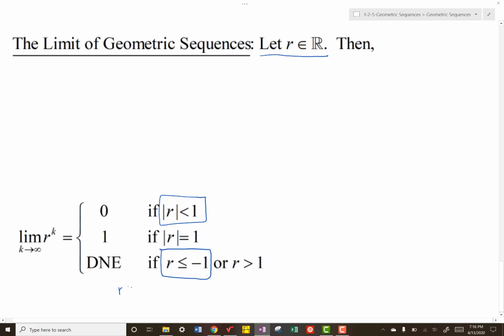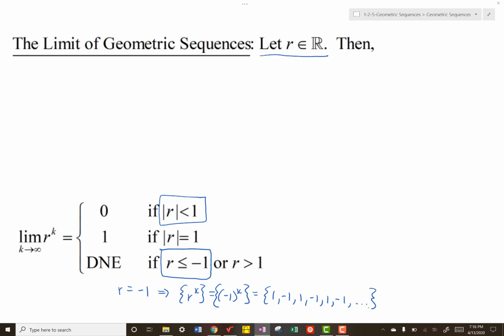But what if r was equal to -1? You might think, what happens there? Because that's kind of a peculiar one. Well, if r is just -1 and we consider the sequence r to the k, then that's just -1 to the k as a sequence. K is 0, you get 1, then -1, then 1, -1, 1, -1, so on and so on. It just goes back and forth between 1 and -1, so it never actually converges to a real number, and hence that limit does not exist.